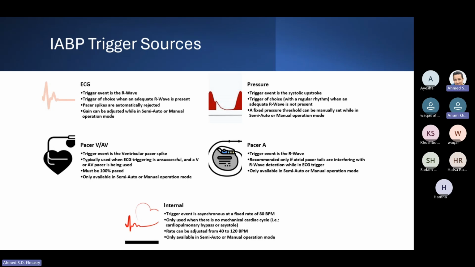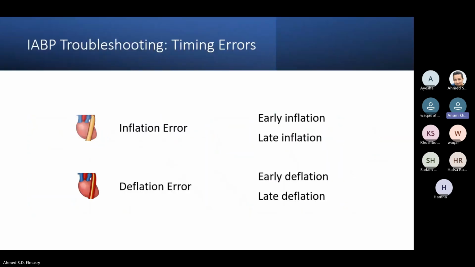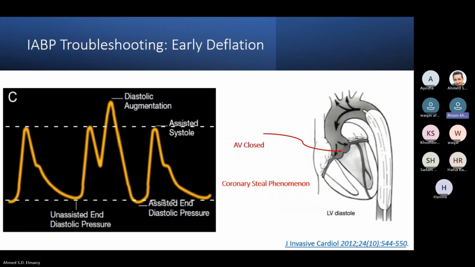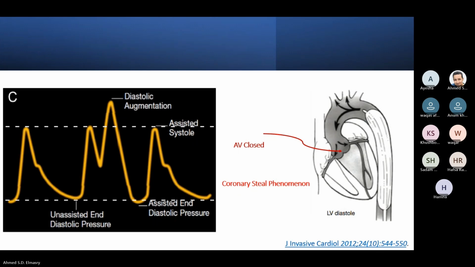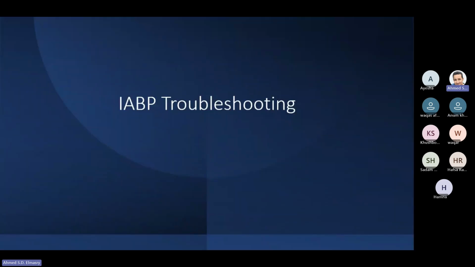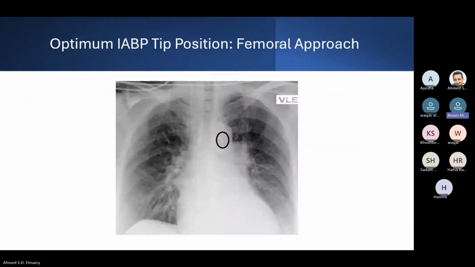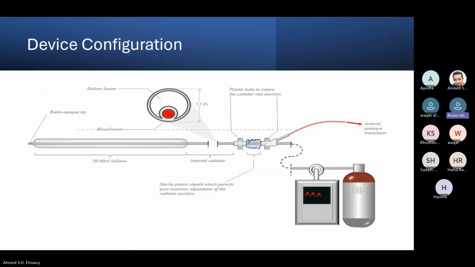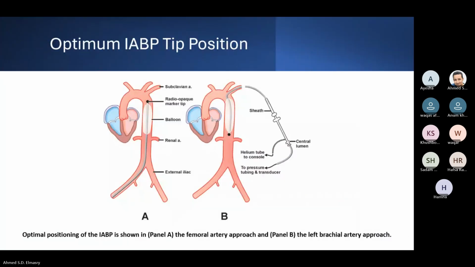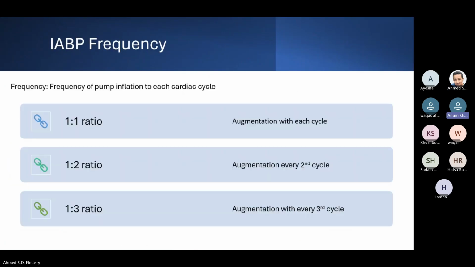My question is actually, you mentioned in the reduced IABP augmentation slide, the fourth point, it was vasoplegia. I want to know about this. Can you tell me more about this? I will just get the graph. It was the slide on reduced IABP augmentation.